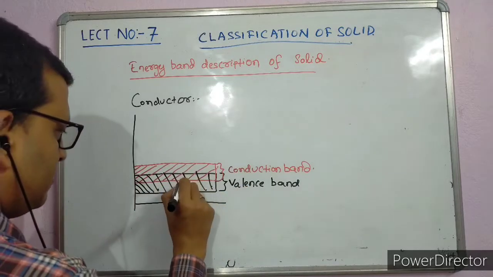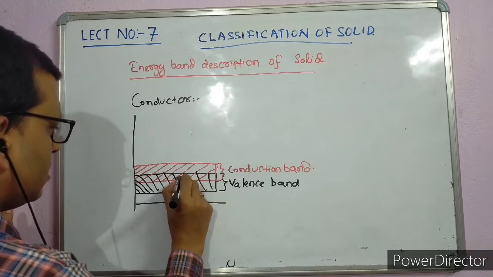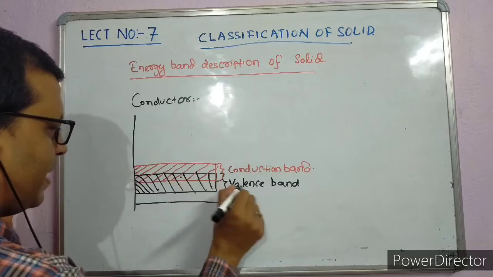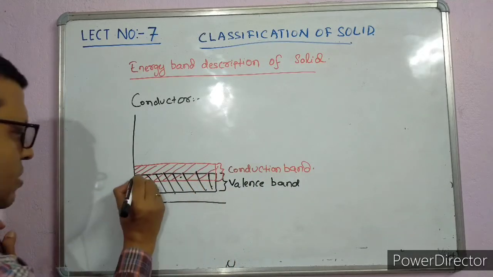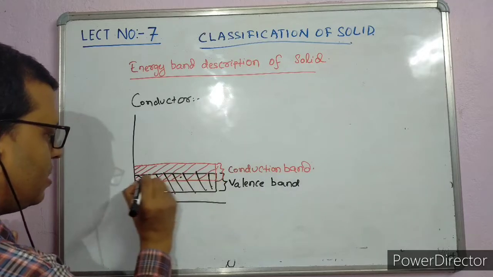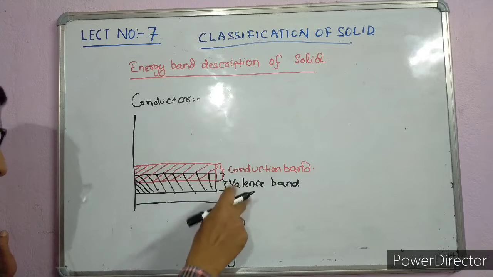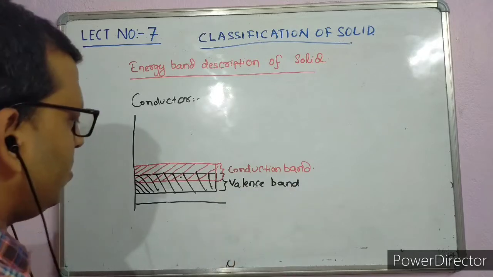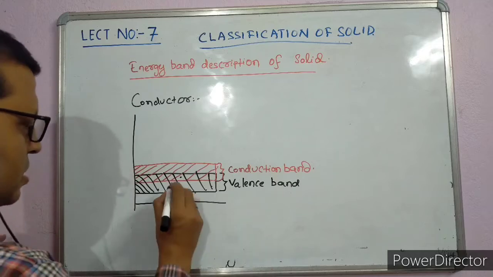So let me say, if an electron is present somewhere here, this is actually present in the valence band, and also it is present in the conduction band. So all these electrons are part of the conduction band as well, even if they are present in the valence band.